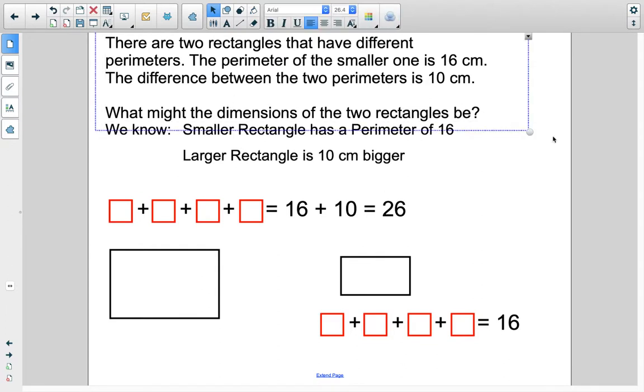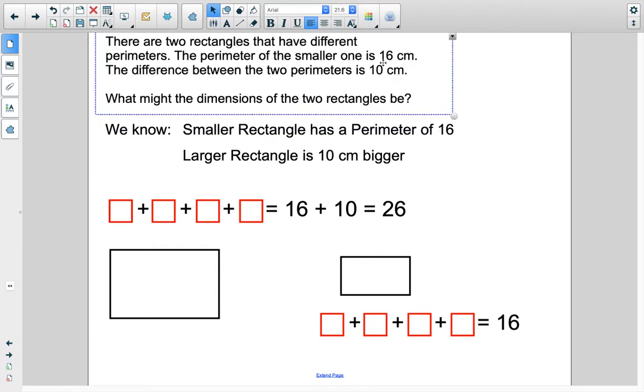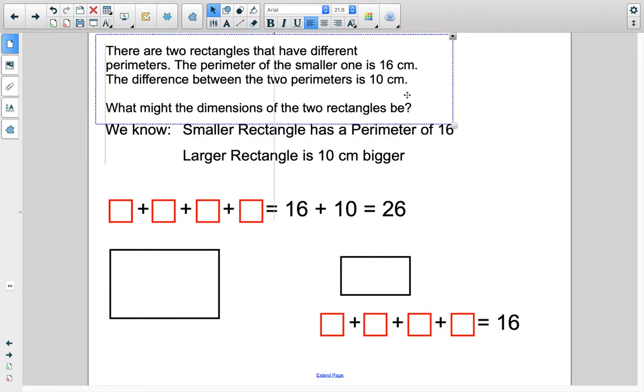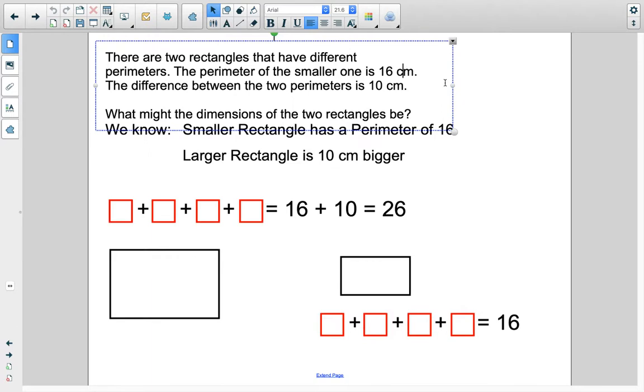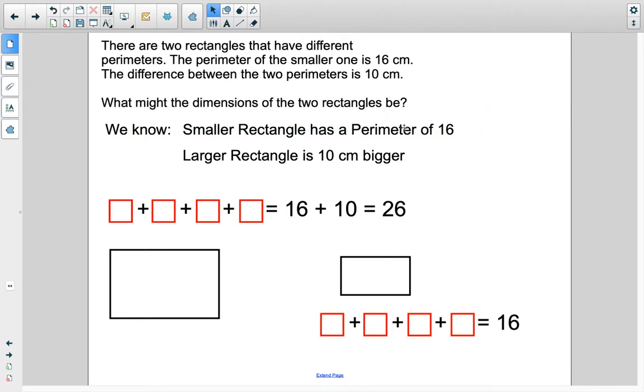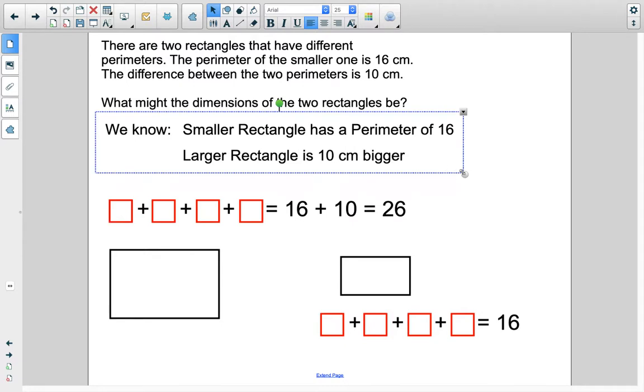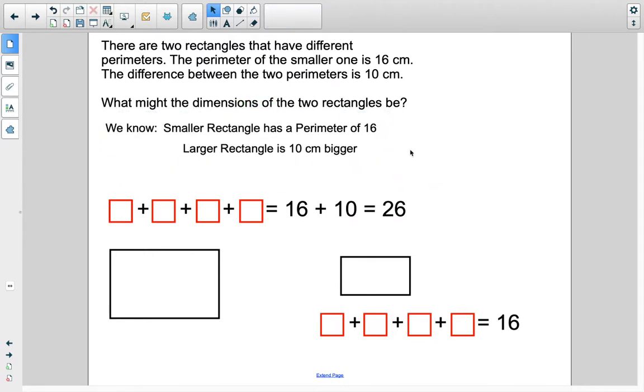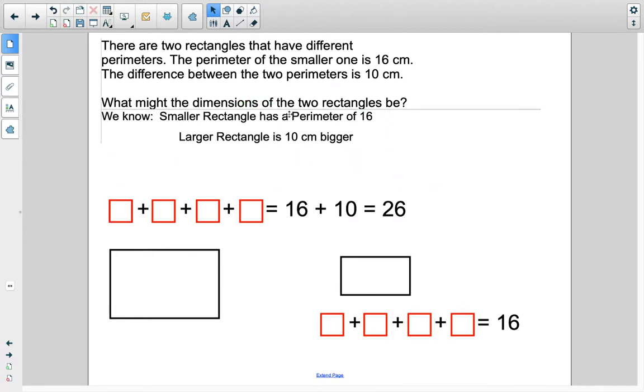I just got to shrink this a little bit because it's sort of getting in my way a little bit. Let's just make it bigger. This one too, sort of getting in my way. Okay, so now we know that we have both perimeters.